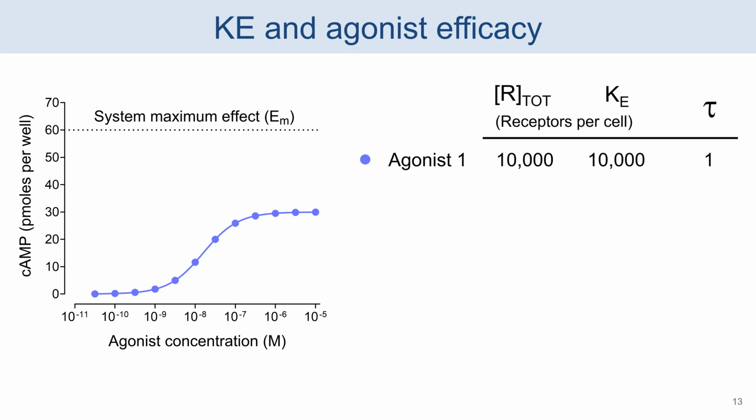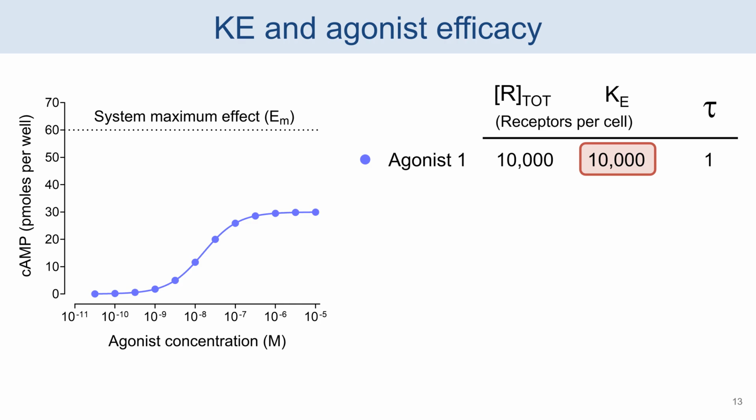Let's look at this in a bit more detail in the context of our signaling data. Here we have a partial agonist for the receptor, agonist 1, with an Emax that is 50% of the system maximum effect. Here the system maximum effect is shown by the dashed line. Here you can see the maximum for agonist 1 is 50% of the system maximum. Here in the table we have the R tot and Ke values. The R tot value is 10,000 receptors per cell. Here is the Ke value.